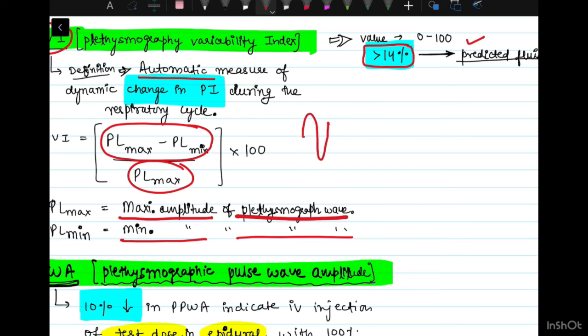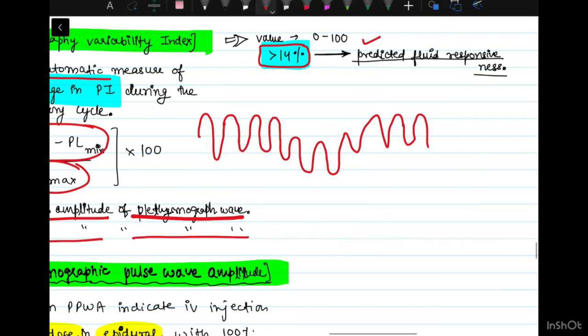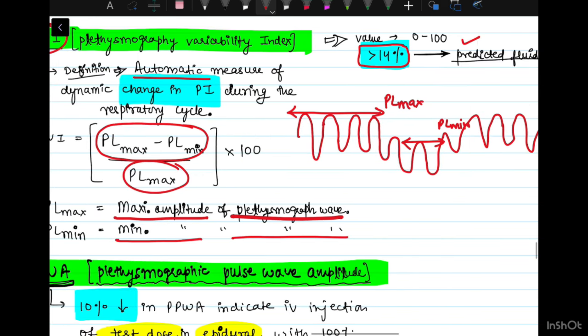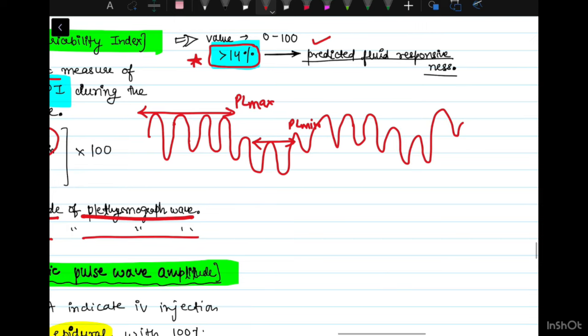So for example, this is the waveform. I'm not drawing the dicrotic notch, I'm just making a simple waveform. Suppose this is the waveform and it is moving like this. You must have seen on the monitor, it is not always a straight line. So you can see this is the maximum amplitude and this is the minimum amplitude. So this is PI max, and this will be PI minimum. If you subtract them and then divide by PI max into 100, if this variability is more than 14%, that means the patient is fluid deficient and you can give more fluid.